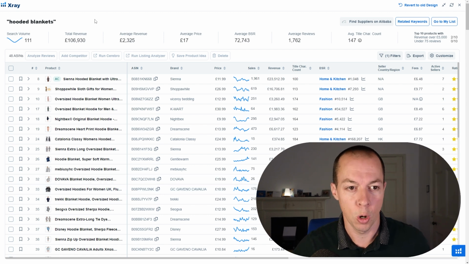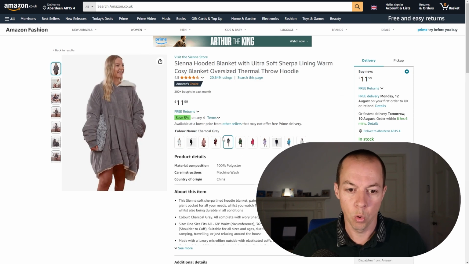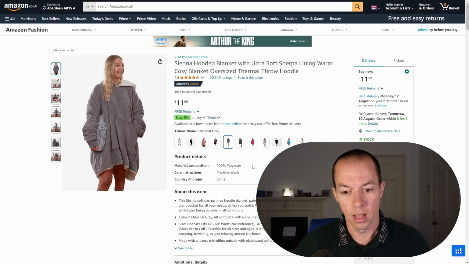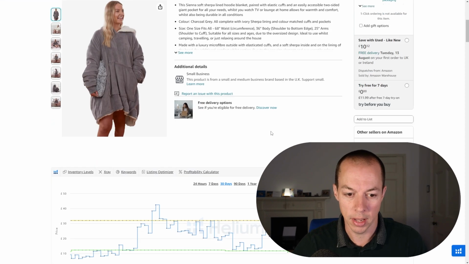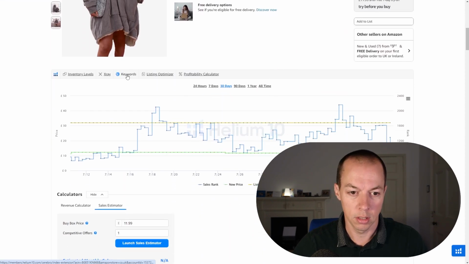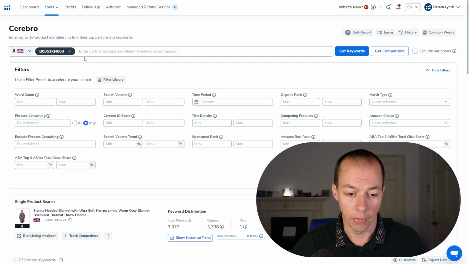So let's just take this top seller as an example. Let's open up this listing. What we're going to do is take this listing into a piece of software called Cerebro, which is a keyword analyzer tool. I can use this shortcut here. You can also just open up Cerebro and copy and paste the ASIN at the top.